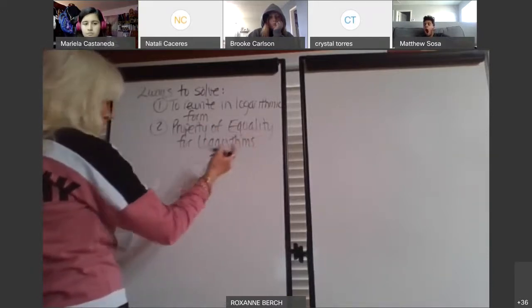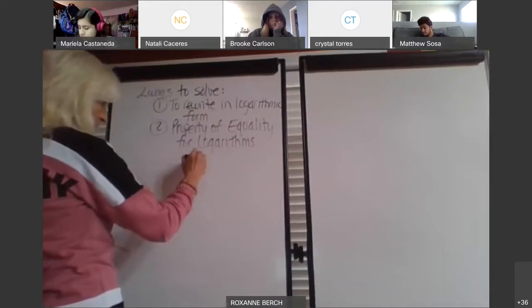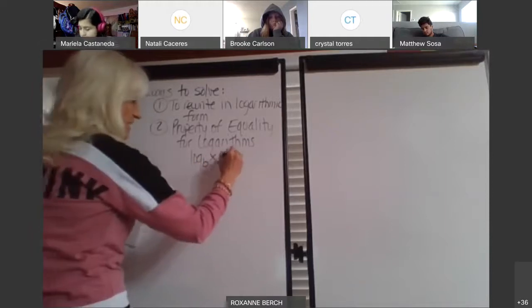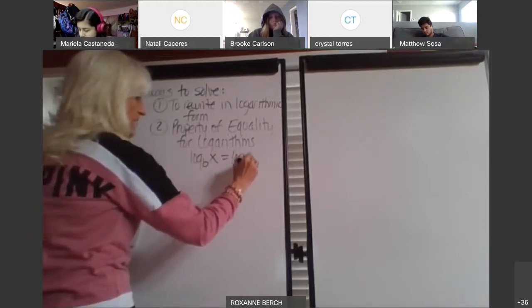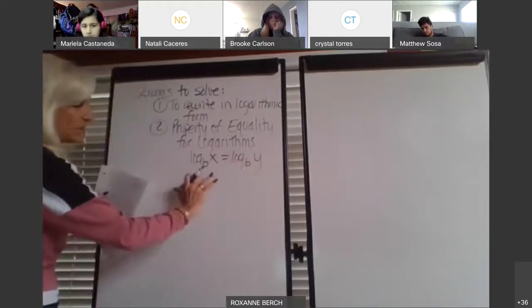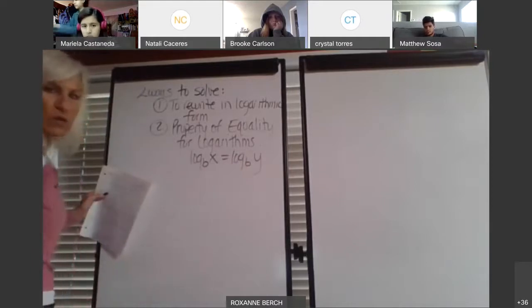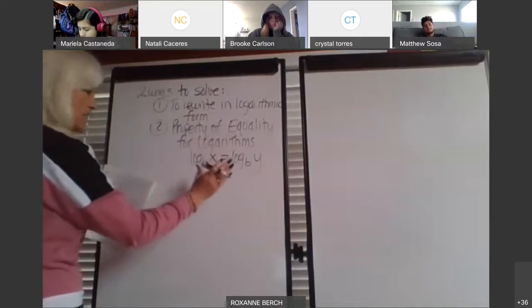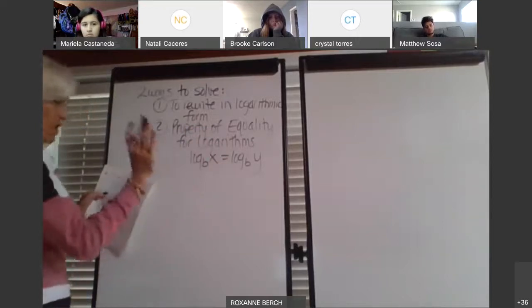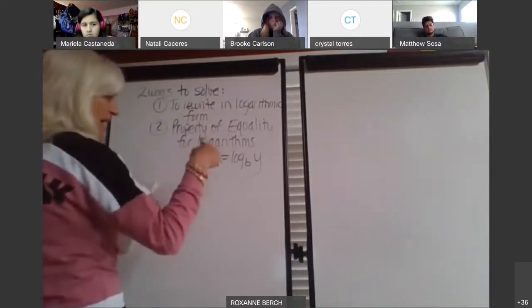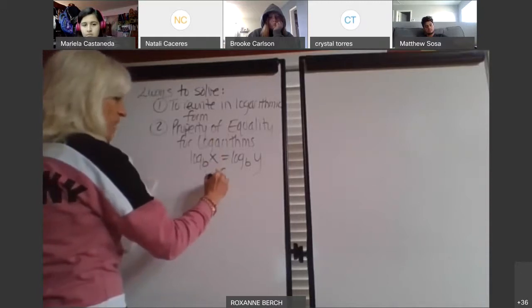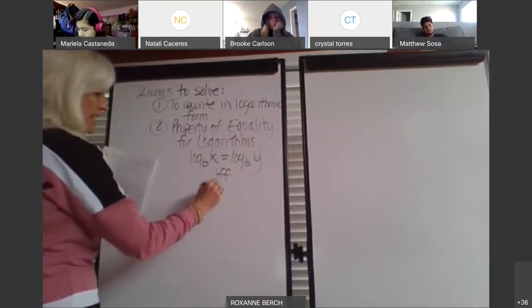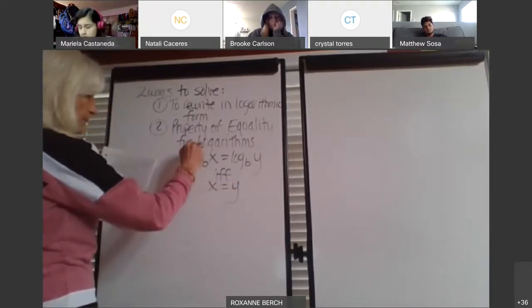What the property of equality says is that if you have log base b of x, and that's equivalent to log base b of y. So if you notice, the bases of the logarithm are the same. So whether it be base 4 or base 10, as long as they're the same, the property says that this exists if and only if, that's a really strong statement, x equals y.